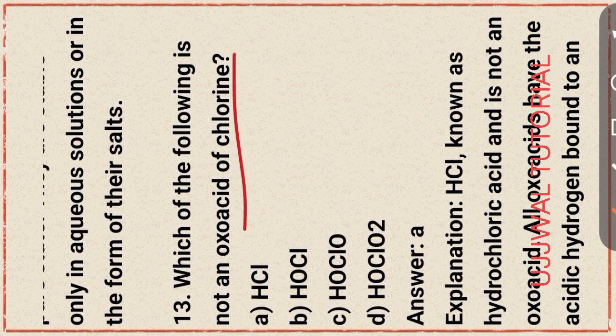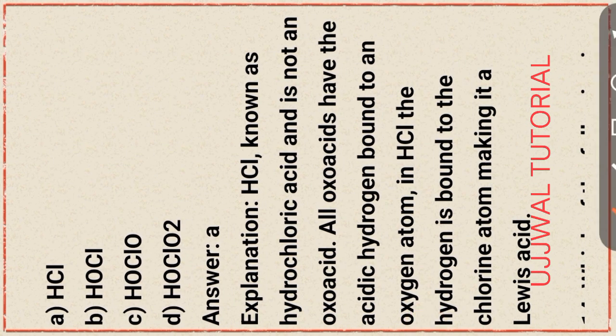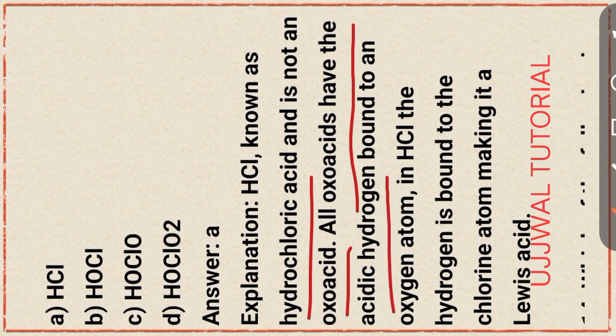Explanation for this part: answer A, HCl, that is the absence of oxygen. HCl, known as hydrochloric acid, is not an oxo acid. All oxo acids have an acidic hydrogen bound to an oxygen atom. In HCl, the hydrogen is bound to the chlorine atom, making it a Lewis acid.